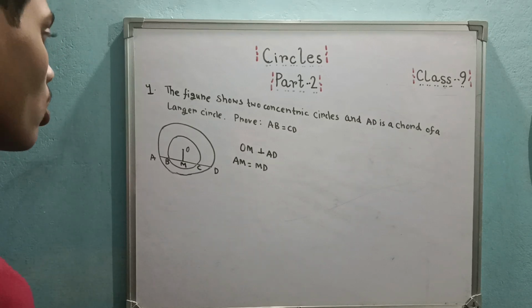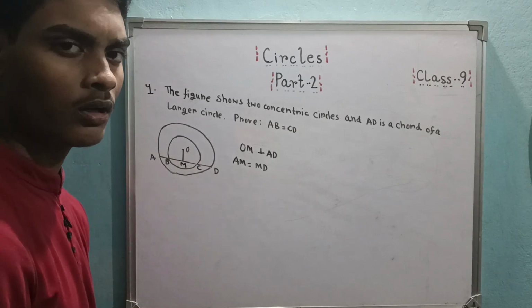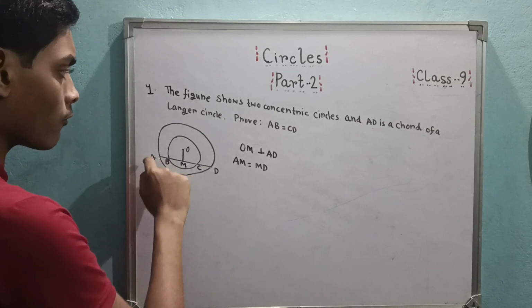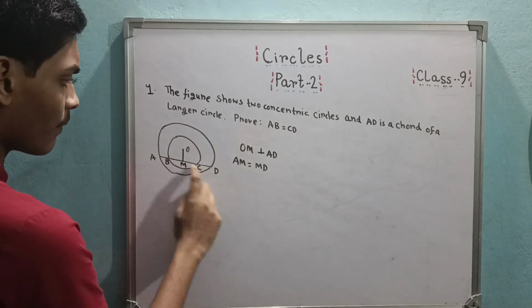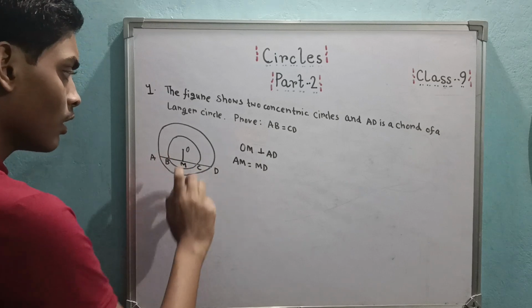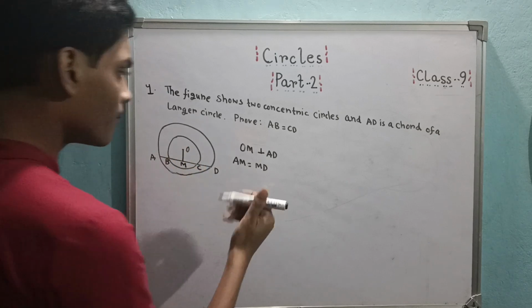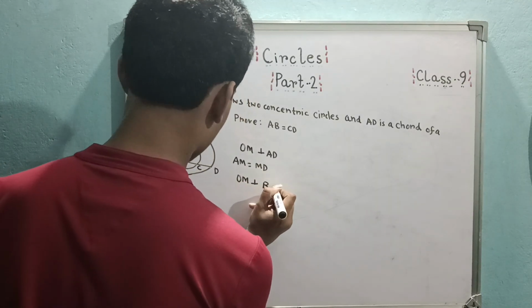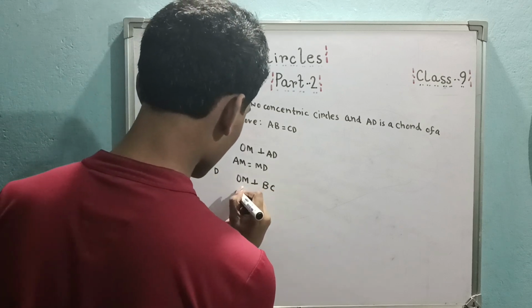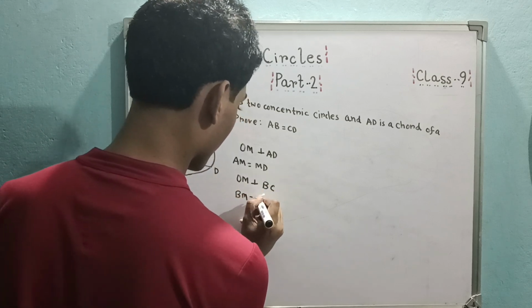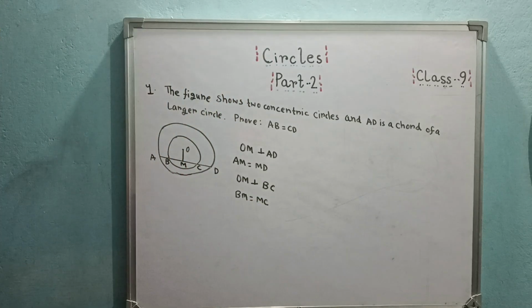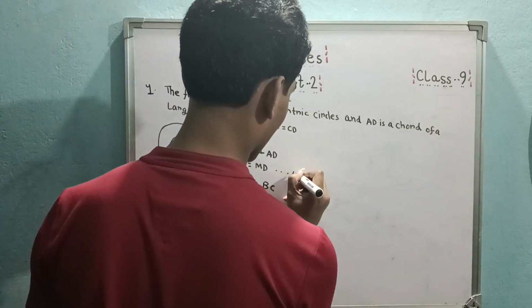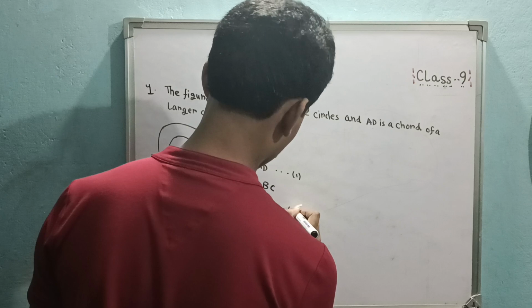Now, if you clearly observe, BC is also a chord. They are not mentioning it in the question, but if you have concentric circles and a chord of the larger circle, the smaller circle also has points B and C, which is here. So OM is also perpendicular to BC. That means BM equals MC. So let AM equal to MD be equation 1 and BM equal to MC be equation 2.